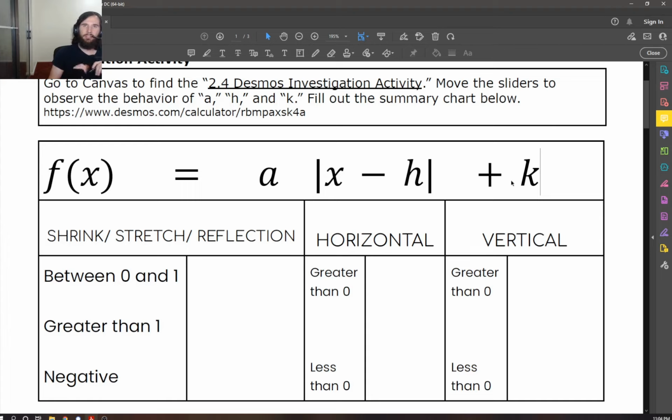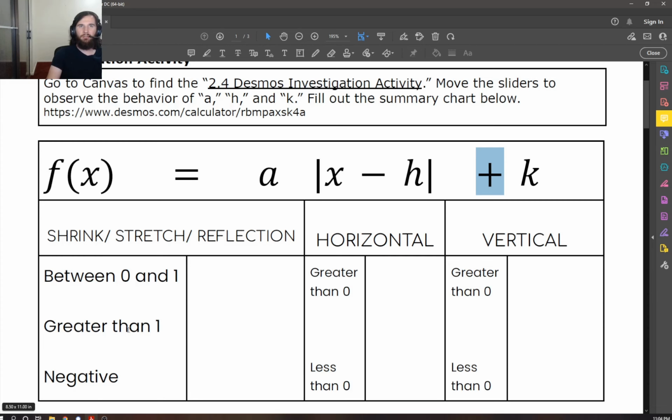Now, I can't stress this enough. These transformation rules we will be using for every function for the entire class. So what you learn here is guaranteed to help you out for the entire class. So we've got a, h, and k, and we're going to be talking about what those mean.